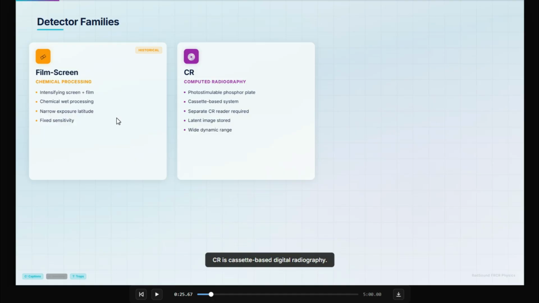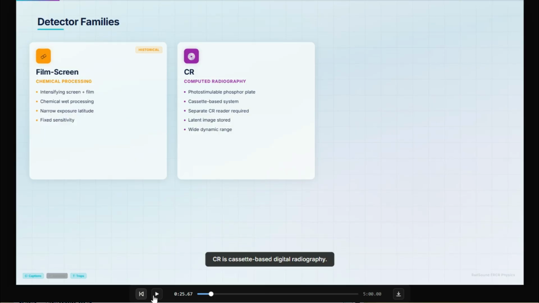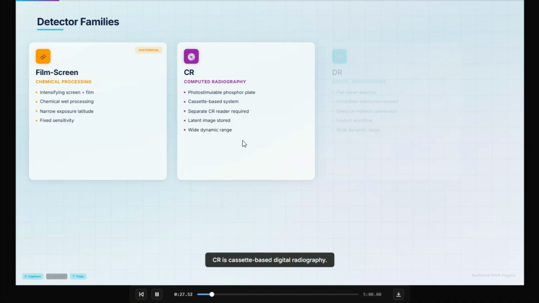In CR, what's the most important? We use a photostimulable phosphor plate, a cassette-based system with a separate CR readout. This kind of system uses a red laser to read the plate or cassette. Then the same cassette will undergo erasure to erase the latent image, so that we can prevent artifact formation, and it has a better, wider dynamic range than film-screen. So CR is cassette-based digital radiography.